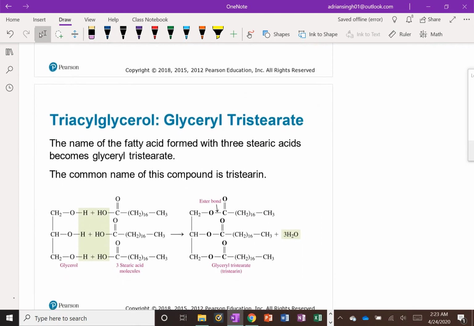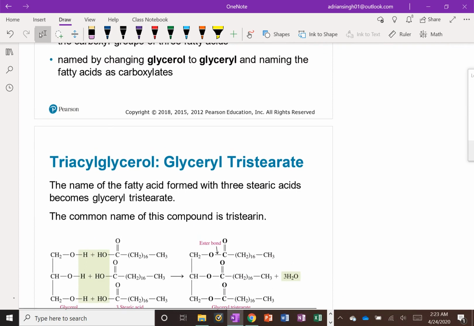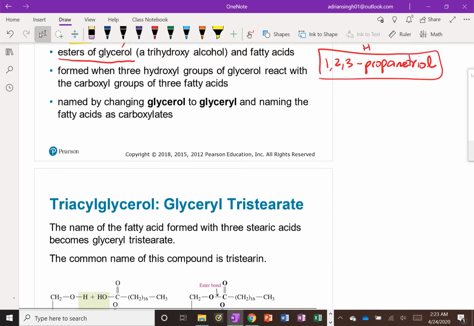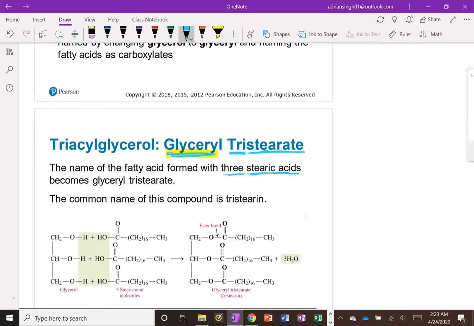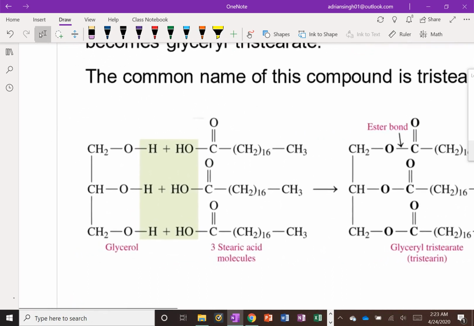All right, so the way that we name our triacylglycerols or triglycerides is we change the first name from glycerol to glyceryl, just like we would any other ester. And then the last name depends on the carboxylic acid. So if we're starting with stearic acid, that becomes stearate. And then because we have 3 of these, we toss the tri in there. So glyceryl tristearate would be the name for that triacylglycerol that's formed from glycerol and 3 stearic acid molecules that's shown down here.